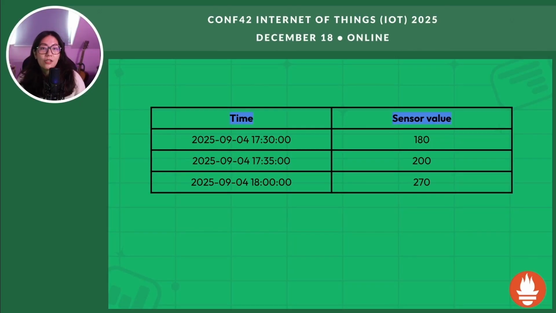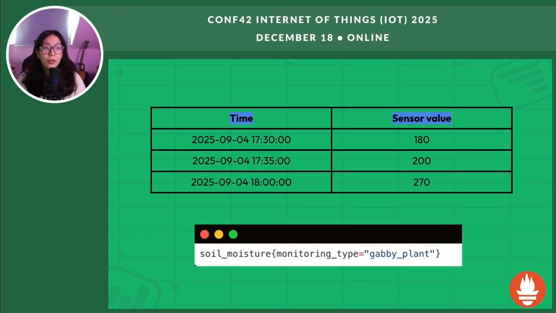For us to get the sensor values back from Prometheus, we must ask by speaking its own language, which is called PromQL or Prometheus Query Language. And a query can look like this. It consists of the metric name, so in this case, the name is called soil moisture. And it can also have an optional label filter. So the label filter will return values based on the filter value that you provide.